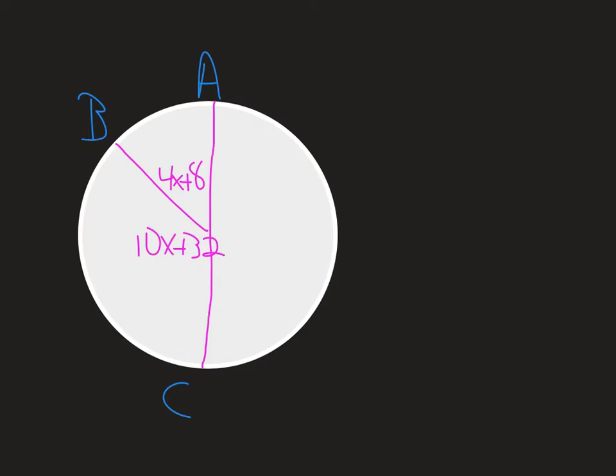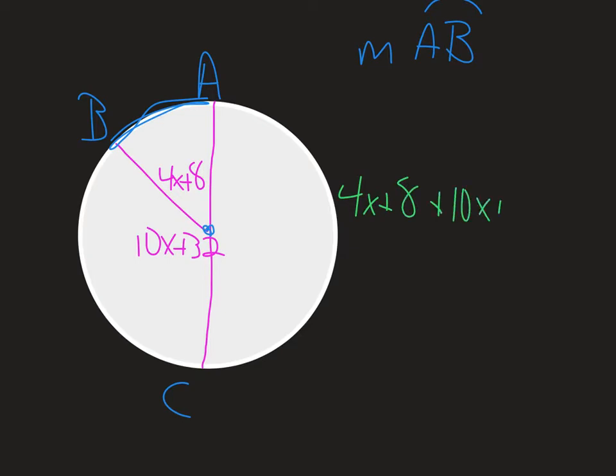And if I want to find the measure of this arc, which we would write as the measure of AB, with an arc over it. Now, AC, it's maybe hard to tell in the picture, but let's pretend that AC is the diameter and that that's clear. So that means that 4x plus 8 plus 10x plus 32 is equal to 180.